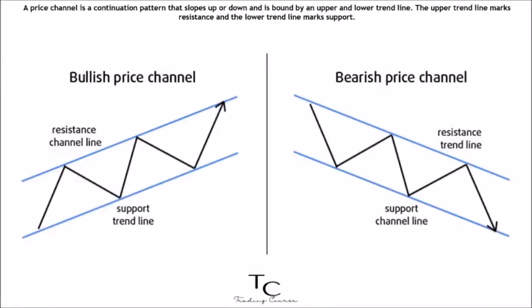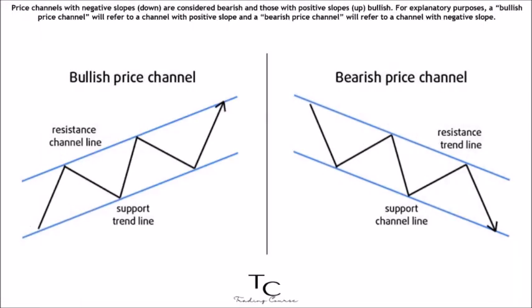A price channel is a continuation pattern that slopes up or down and is bound by an upper and lower trend line. The upper trend line marks resistance and the lower trend line marks support. Price channels with negative slopes, down, are considered bearish and those with positive slopes, up, bullish.